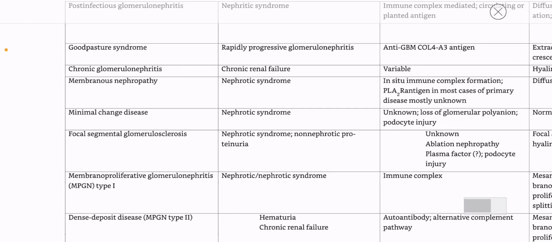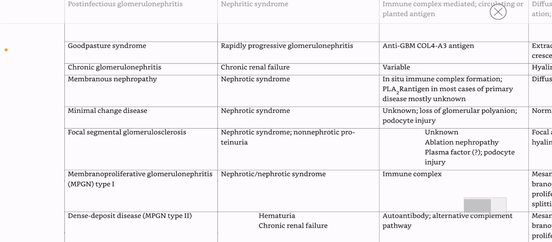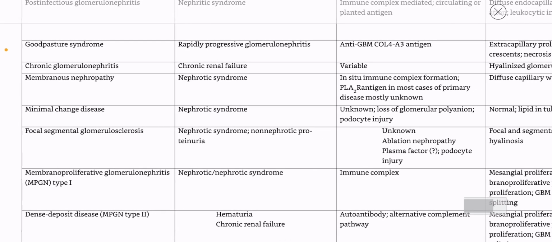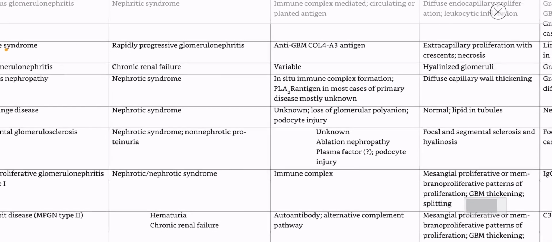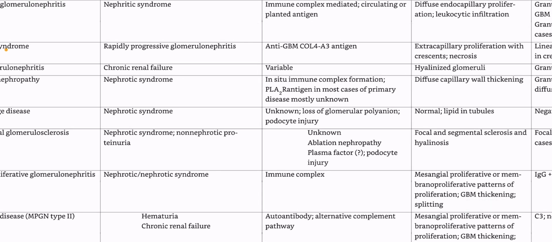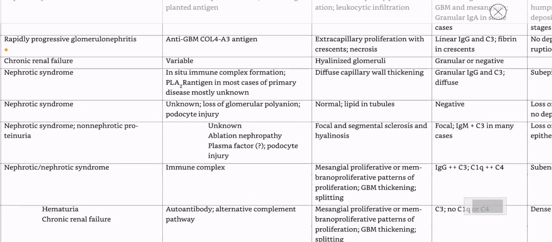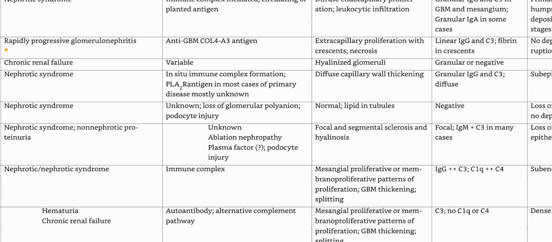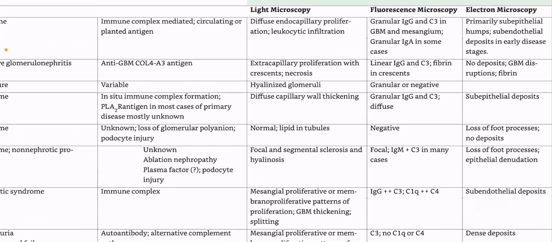The next one is the focal segmental glomerulosclerosis. This causes nephrotic syndrome and non-nephrotic proteinuria. Unknown cause, ablation nephropathy, plasma factor, or podocyte injury. In this, we have focal and segmental sclerosis and hyalinosis. We have focal immunofluorescence of IgM and C3 in many cases, and on electron microscopy, loss of foot processes and epithelial denudation.